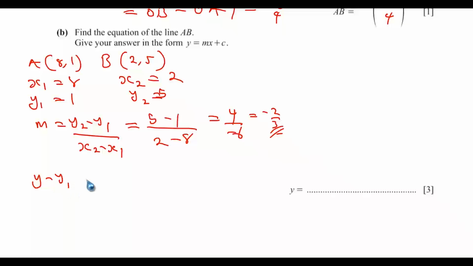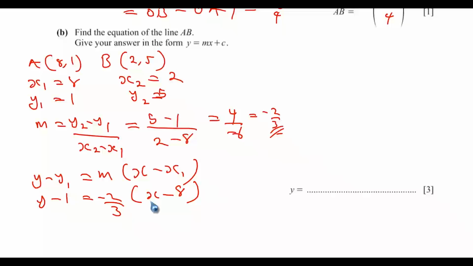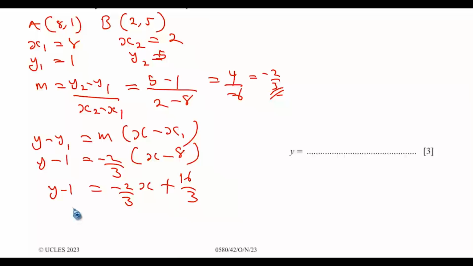y minus y1 equals m into x minus x1. That will be y minus 1 equals minus 2 over 3 into x minus x1, that will be 8. Okay, so if you expand this bracket, y minus 1 will be equal to minus 2 over 3x plus 16 over 3. So from here, we can rearrange this very well. We have y equals minus 2 over 3x plus 16 over 3 plus 1.